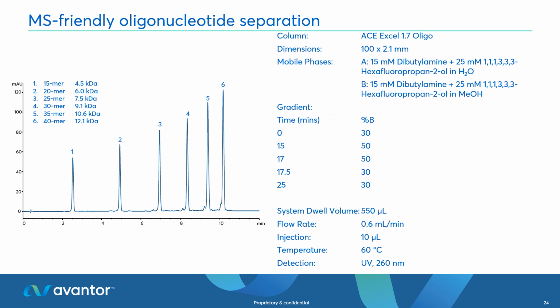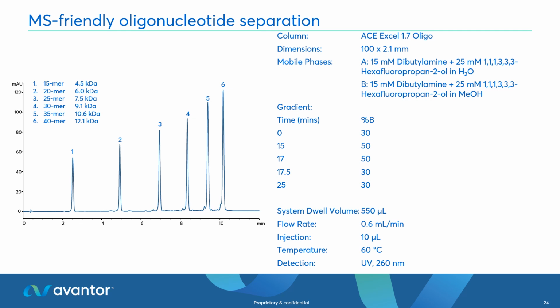And here's an example of how we can run on a mass spec, looking at the analysis of a range of oligonucleotides. In this case, we're looking at a 15-mer through to a 40-mer. The column we're using is an ASXL 1.7 micron, specifically designed for oligos. It's 100 by 2.1, and note the complexity of the mobile phases.